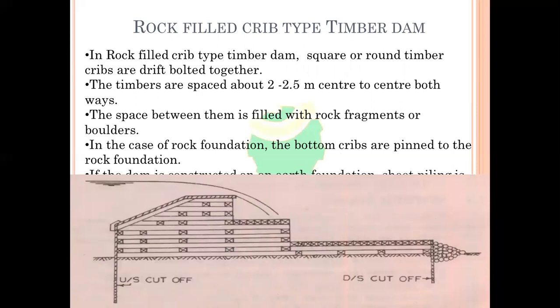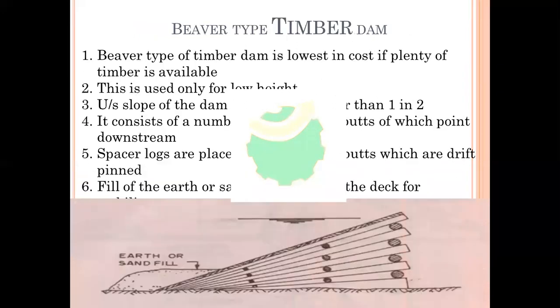In a rock-filled crib type timber dam, square or round timber cribs are drift bolted together. The timbers are spaced about 2 to 2.5 meters center to center both ways. The space between them is filled with rock fragments or boulders. In the case of rock foundation, the bottom cribs are pinned to the rock foundation. So this figure shows the design of the rock-filled crib type timber dam.